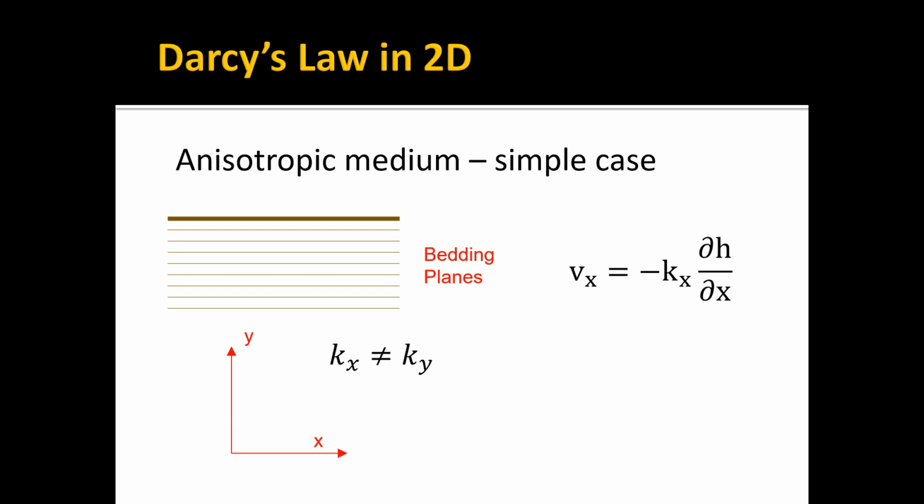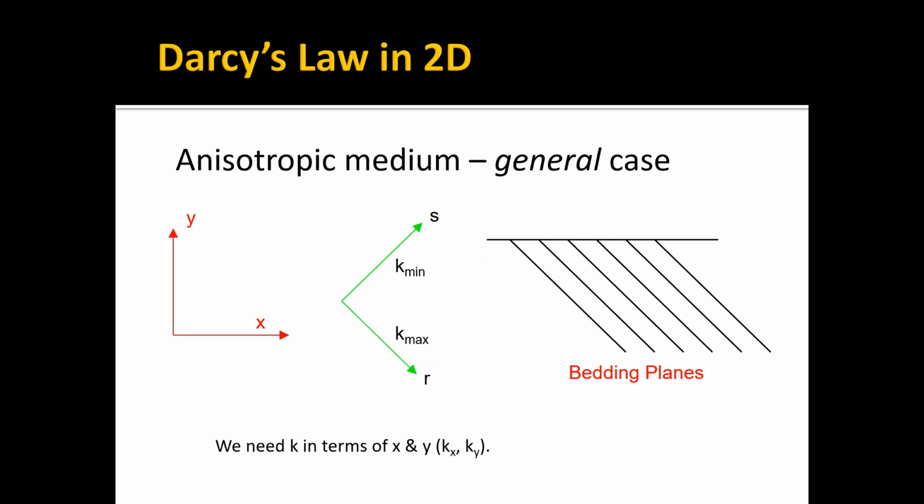So now in this case we write things a little differently. Basically we just plug in the appropriate hydraulic conductivity. So Vx is equal to minus Kx, the hydraulic conductivity in the x direction, times the hydraulic gradient in the x direction. Vy is equal to minus the hydraulic conductivity in the y direction times the hydraulic gradient in the y direction. So far so good.